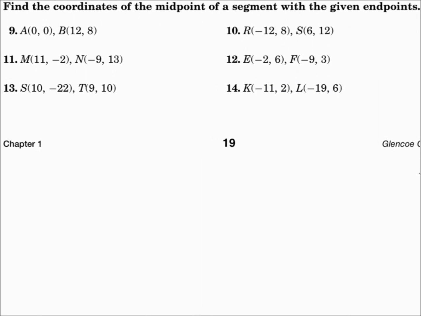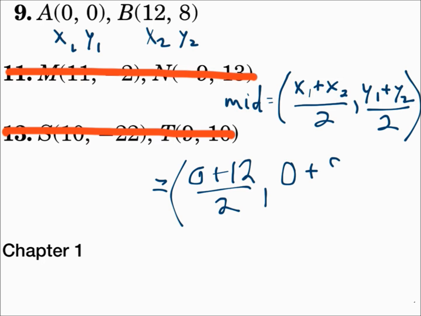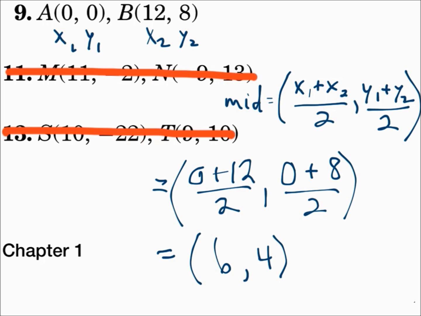Find the coordinates of the midpoint of a segment with the given endpoints. On the coordinate plane, we use the midpoint formula, so substitute your values in. 0, 0 is x1, y1, 12, 8 is x2, y2. So it will be 0 plus 12 over 2 to add the x's and divide by 2, and then y1 plus y2 over 2. 0 plus 12 is 12, divided by 2 is 6. 0 plus 8 is 8, divided by 2 is 4. The midpoint is 6, 4. It is written like a point in parentheses, like an ordered pair.